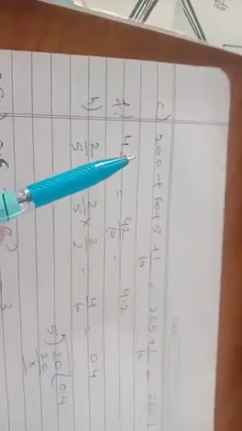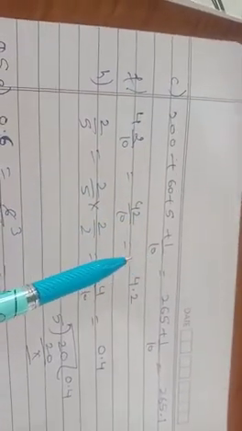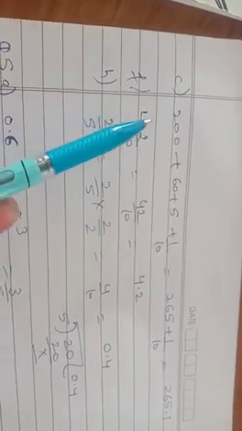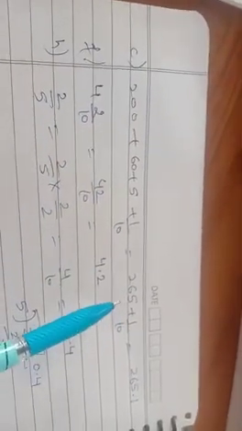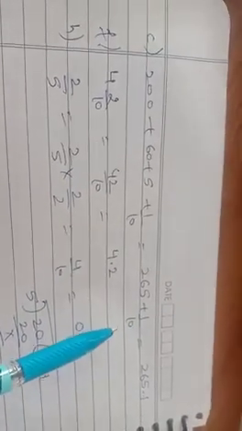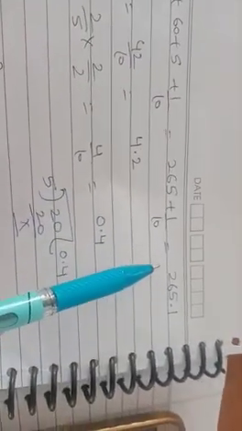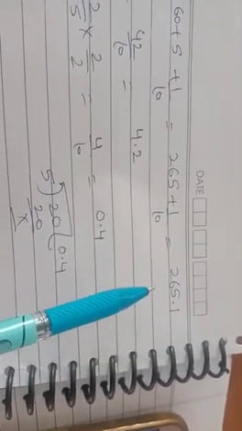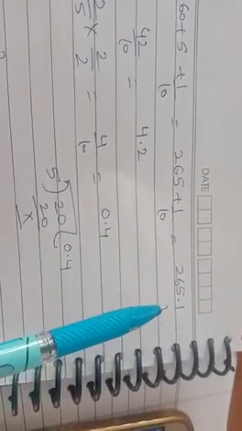Coming to C part. We have 200 plus 60 plus 5 plus 1/10. So adding 200 plus 60 plus 5, we have 265. Plus 1/10, I have written along. In the next step, we can write it as 265.1, because 1/10 can be written as 0.1.